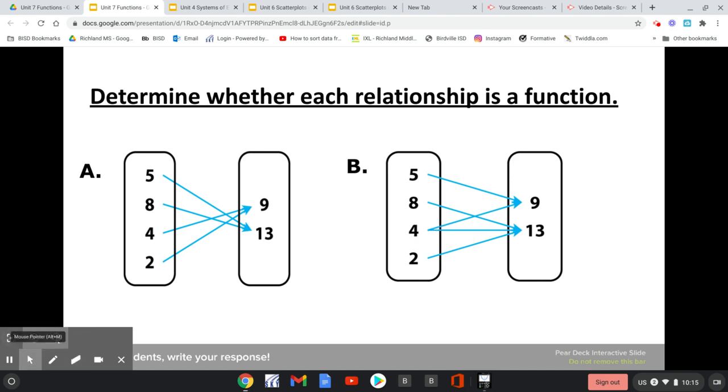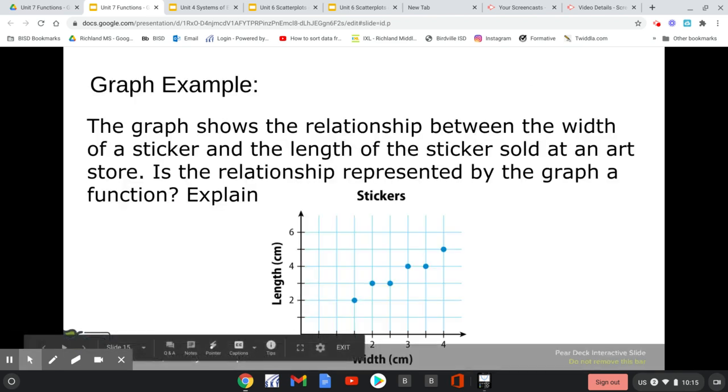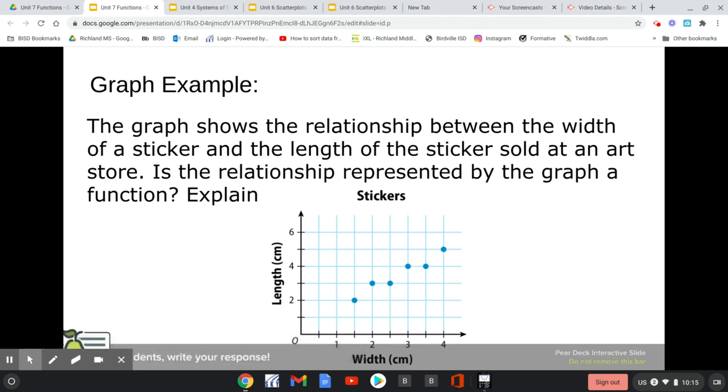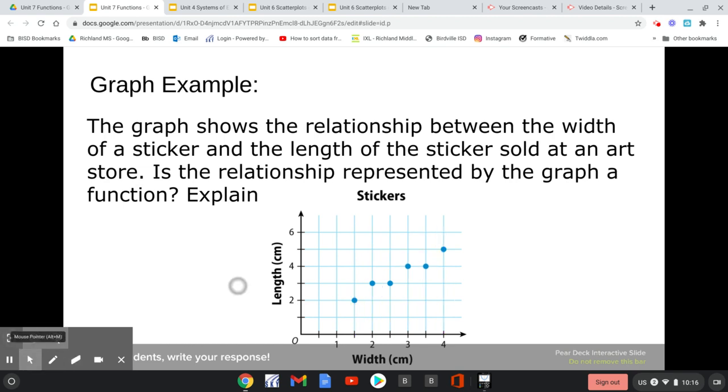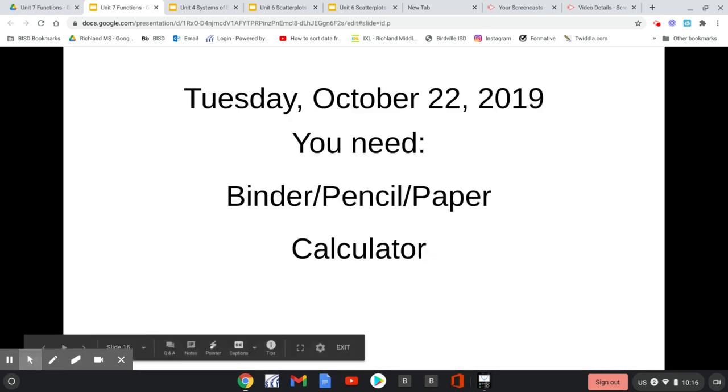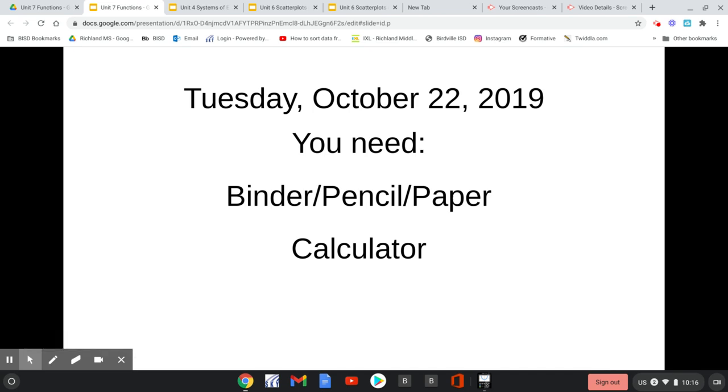Let's look at the next one. Okay, this is a graph example, and they want to know, is this a function or not? So we need to do the vertical line test. And as I draw a vertical line, I can see that it's only hitting one point. So yes, that is a function. And that's it. That's it for 8.5G. Your assignment's on the next page, and thank you for watching.